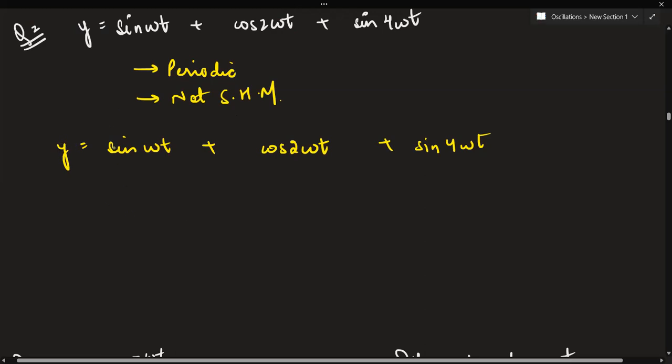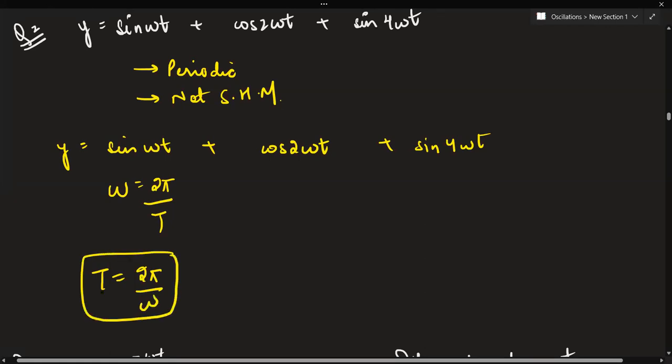Like y is equal to sine omega t. Omega is 2 pi by T. Here also, this is omega is 2 pi by T. The time period will be what? T equals 2 pi by omega. This will be T1, the time period for this particular trigonometric function.